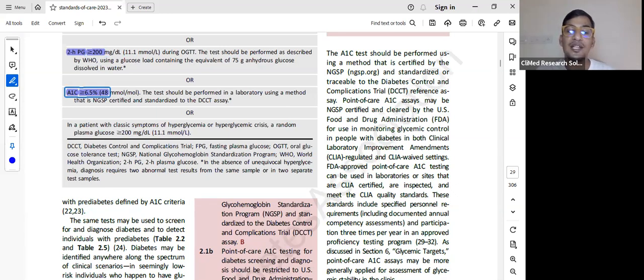Now I have a very important question for all of you. What is the stage for pre-diabetes? What is the level we consider for pre-diabetes? Can someone tell me what the pre-diabetes condition is and what the level of HbA1c is in pre-diabetes? What is the level of PPBS or FBS in pre-diabetes? Guys, tell me. Let's talk about pre-diabetes.